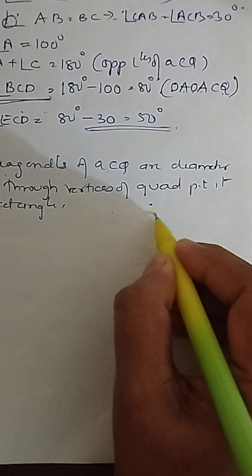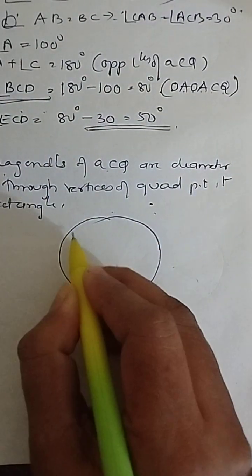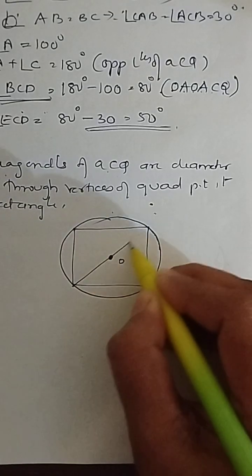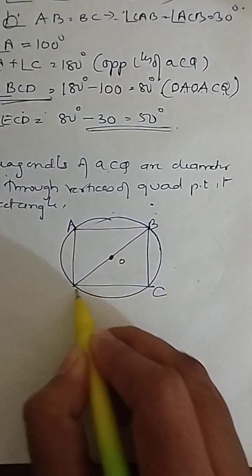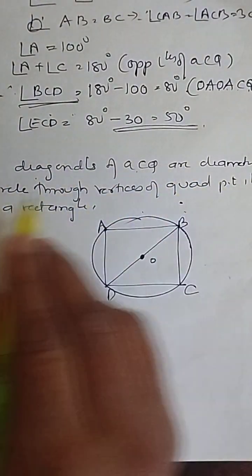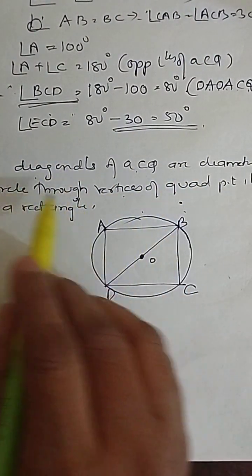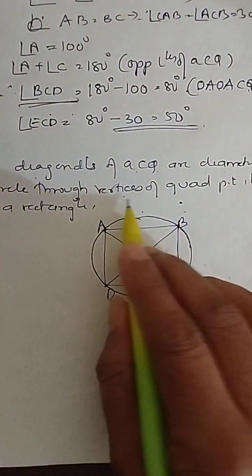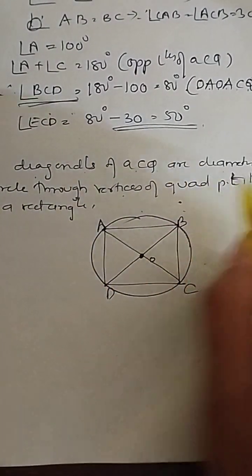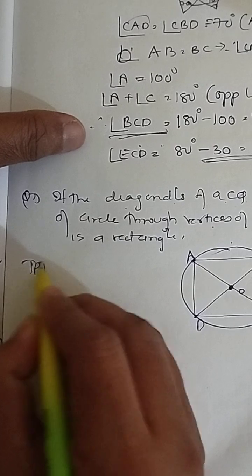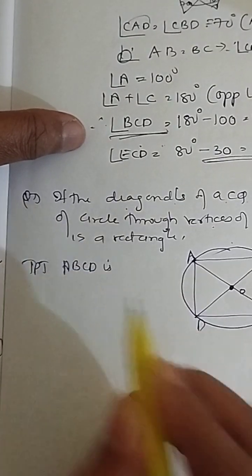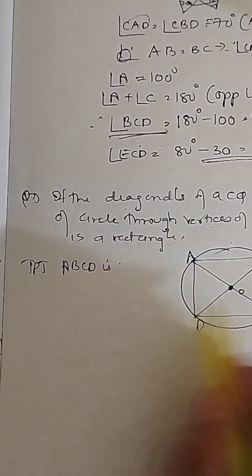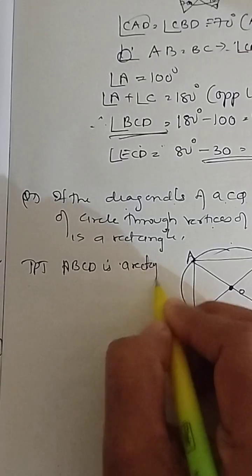The diagonals of a cyclic quadrilateral. So let's draw a cyclic quadrilateral. We'll take it as A, B, C, D. If the diagonals of a cyclic quadrilateral are diameters to the circle through the vertices of the quadrilateral, prove that it is a rectangle. You have to prove that ABCD is a rectangle.